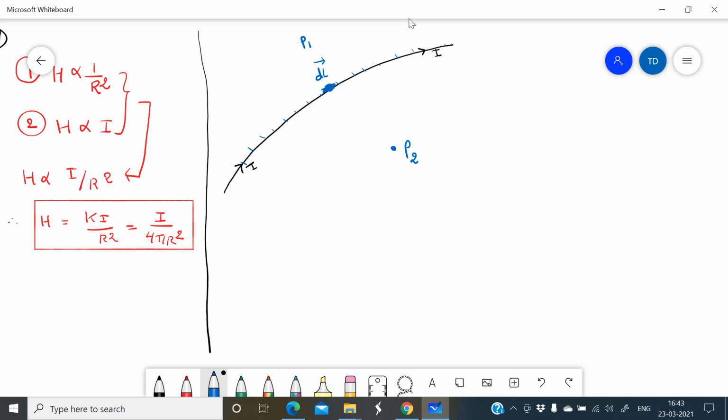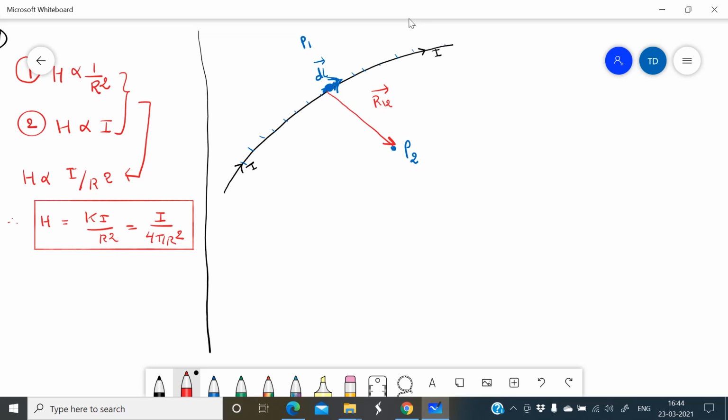First of all, we want to find out the field intensity at point P2 due to this length, and then after I will do the integration, and finally we want to find out the field intensity due to this whole wire. Fine. So what is the distance between point P1 and point P2? This is the distance, and we can represent it using the R12 vector.